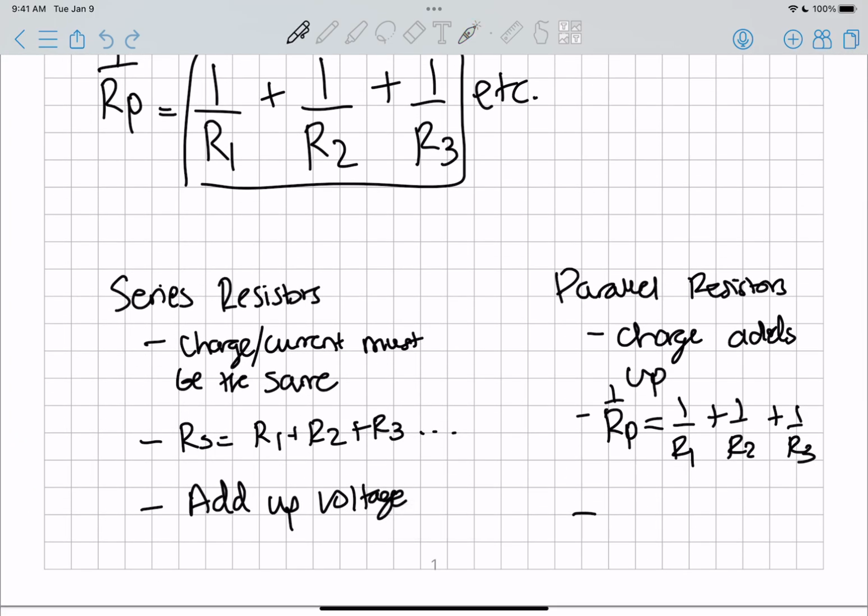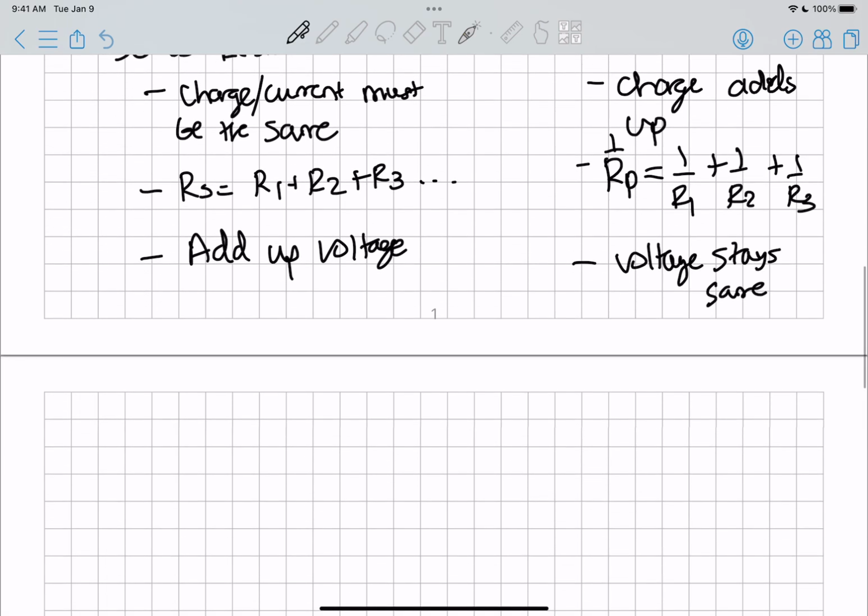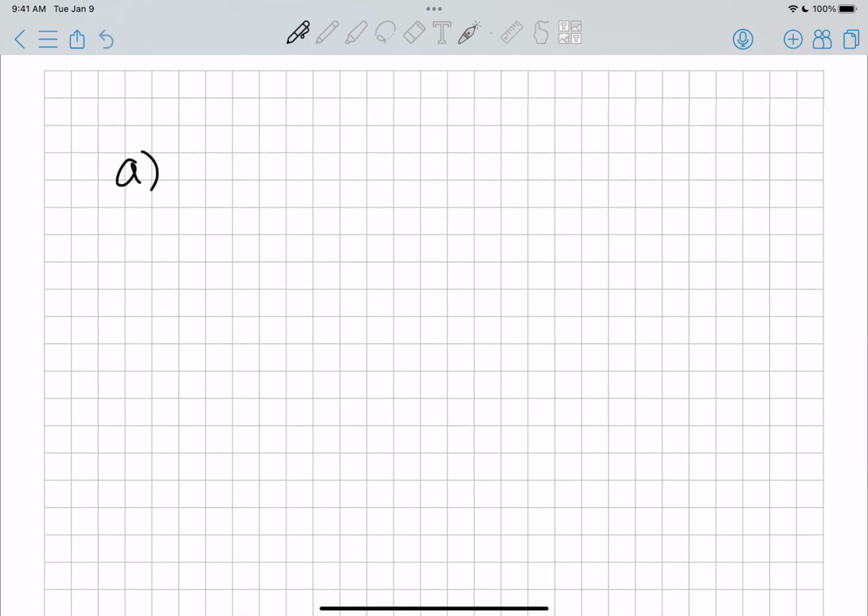So voltage stays the same. So if we go ahead and start solving this, determine the equivalent resistance of the entire circuit. Now that I've explained everything, hopefully you should be able to walk through this with me. I don't want to keep talking about this resistor stuff. I want to give you a chance to solve it on your own.